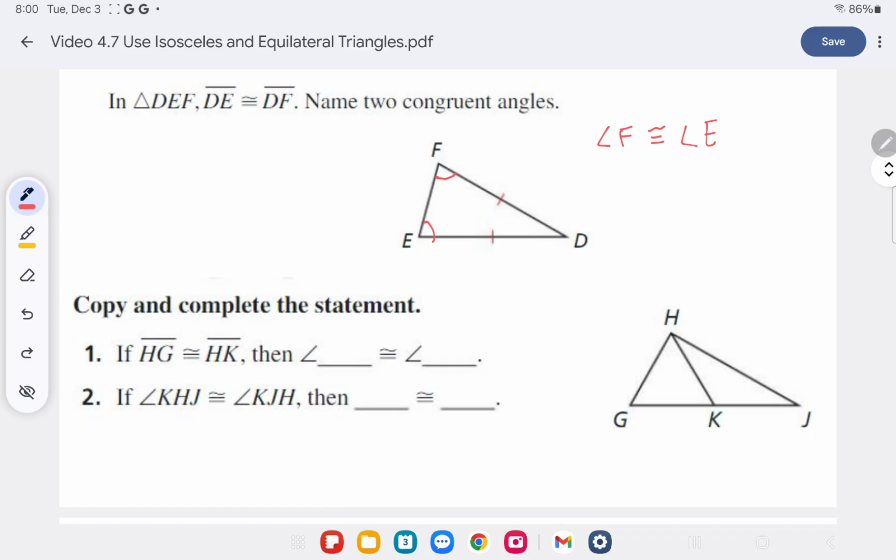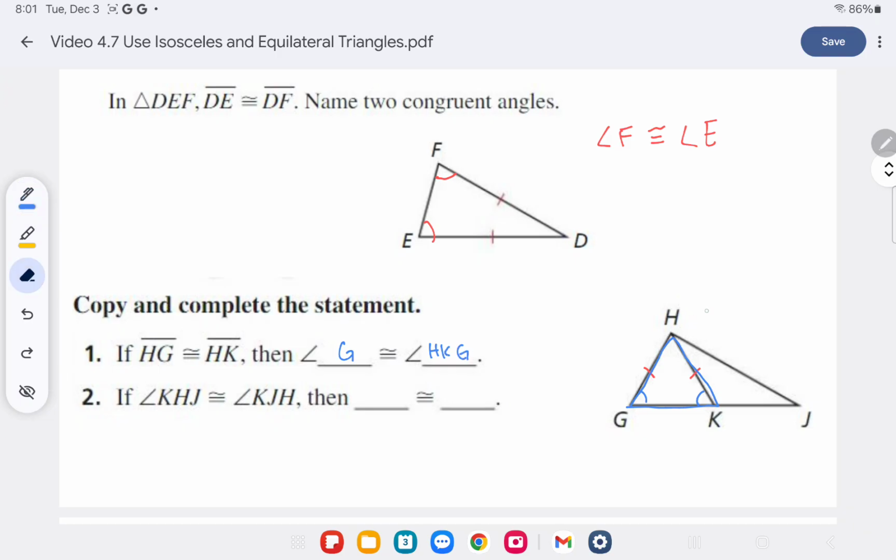Down below, HG is congruent to HK. So we're talking about this little triangle on the left, not anything in the big picture, just this little triangle. So if those two sides of the little triangle are congruent, then that means angle G is congruent to angle K. But we can't just call that angle K because K is the vertex of multiple angles there, so we could call it HKG.